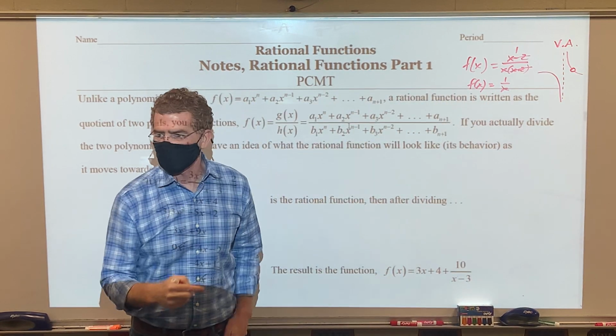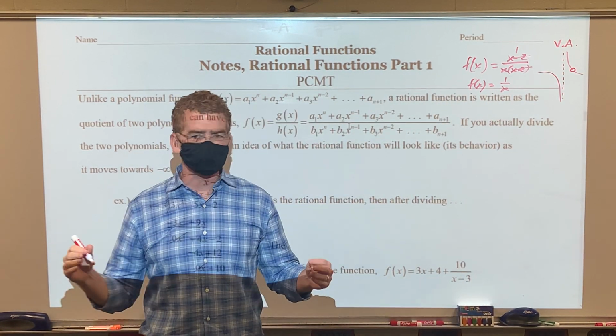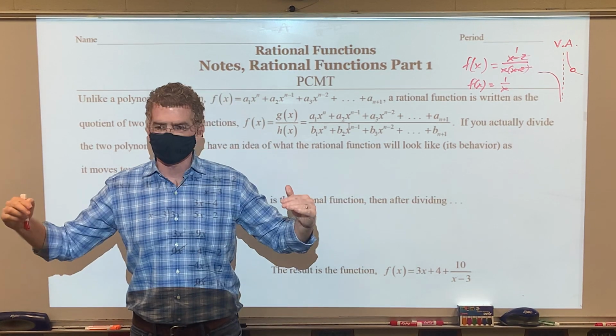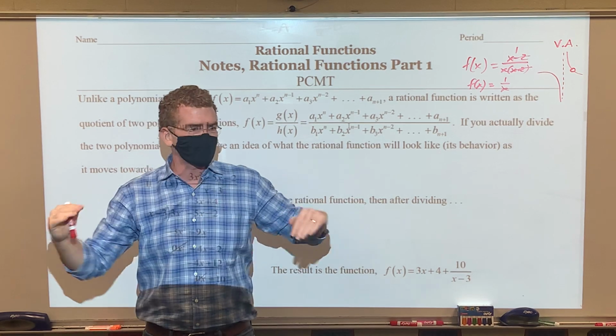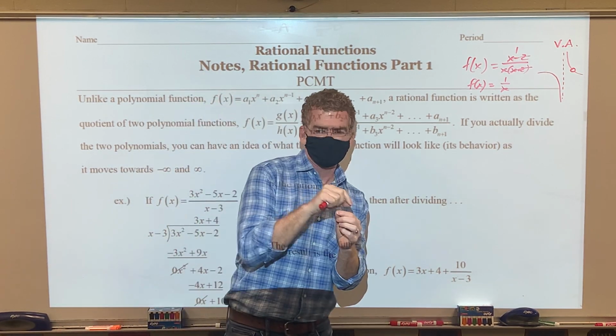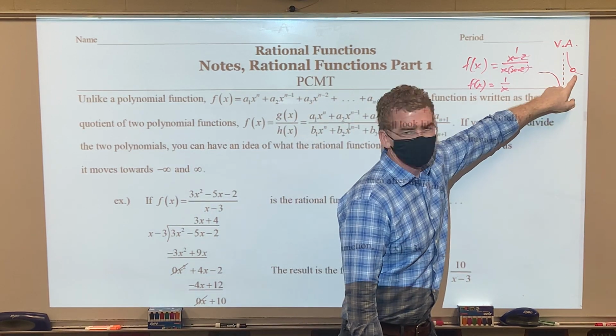And a hole kind of looks like that. So there are both places where the graph doesn't exist, but one of them has the behavior of an asymptote, which means it's going to follow it up and down, or maybe all the way up or all the way down. And then another one, like a hole, just hops right over. And we'll talk about how to find these.